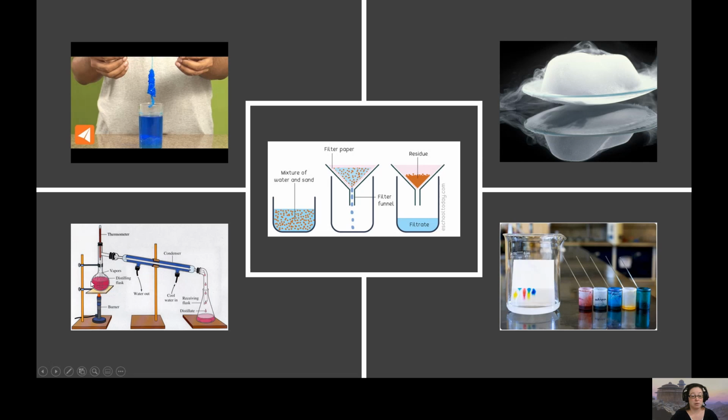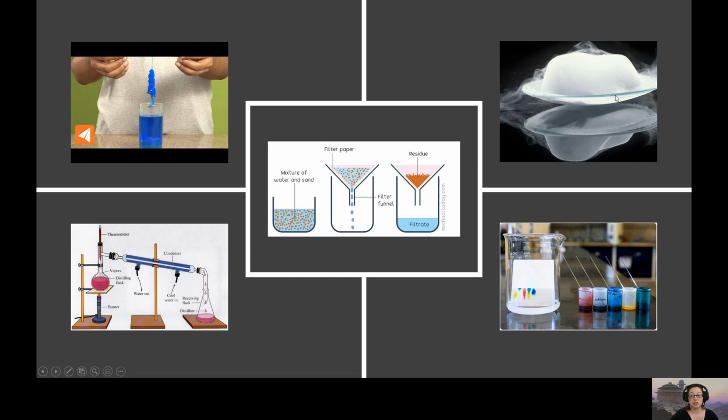Distillation, water or liquid from liquid. You'll heat it up to the boiling point of one of the liquids, the one with the lower boiling point, and it turns into a gas. It travels down a condensing tube, which turns it back into a liquid. But remember, the higher boiling point liquid's still hanging out in the flask, and then you'll collect it in a new container.